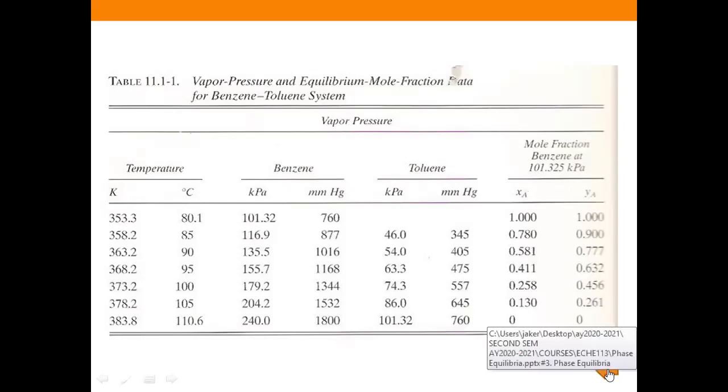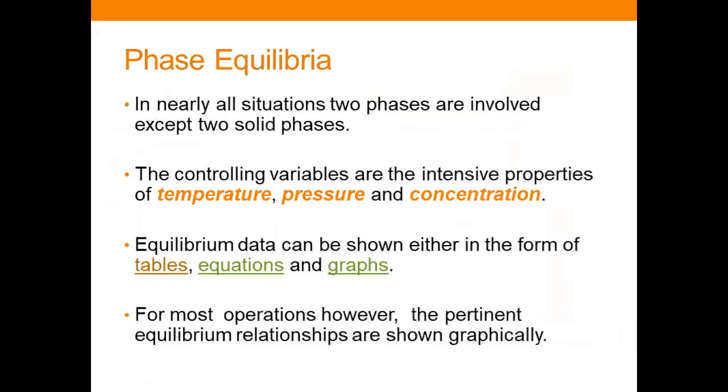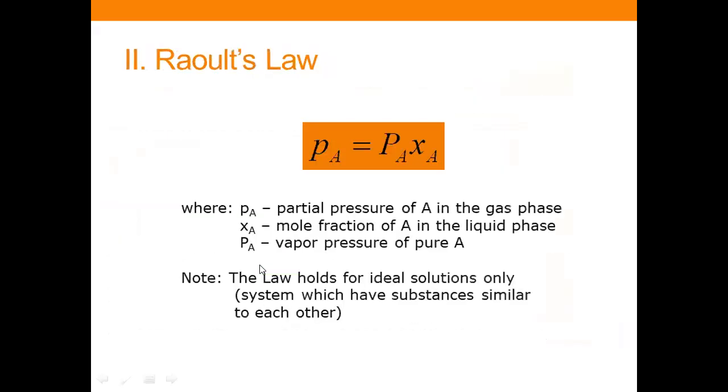So the equilibrium relationship in this case, as shown, is in the form of a table. Now, it could also be expressed in terms of an equation. Again, last semester, for those of you who have taken Heat and Mass Transfer, you already encountered Raoult's law, and you know already that this is only applicable for ideal solutions.